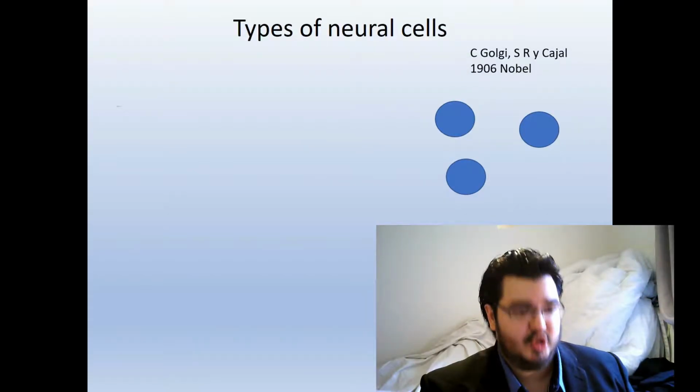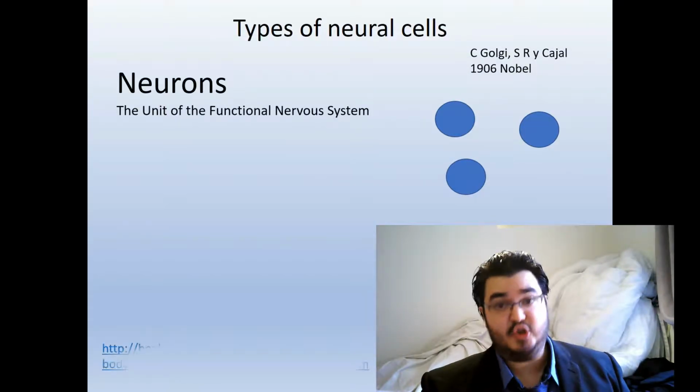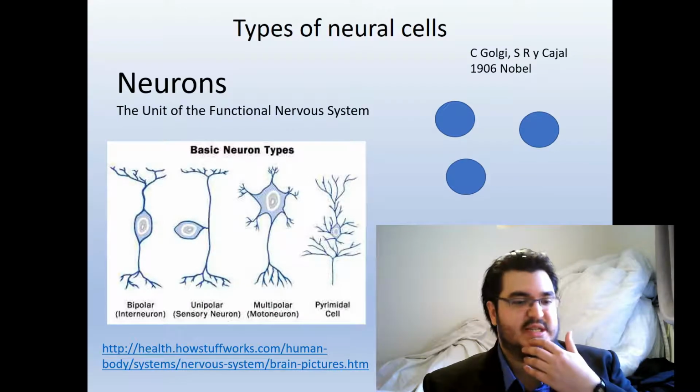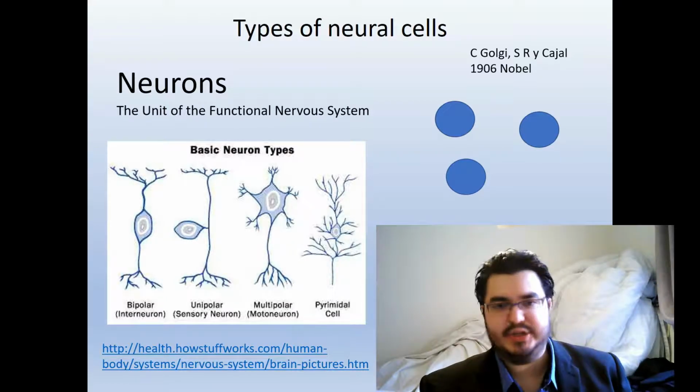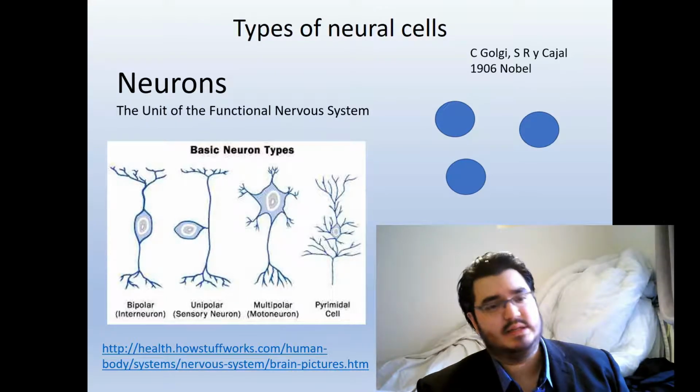Neurons are the functional units of the nervous system, and these are just simplified diagrams. We have axon and dendrites, and we have the cell body. They come in all shapes and sizes.